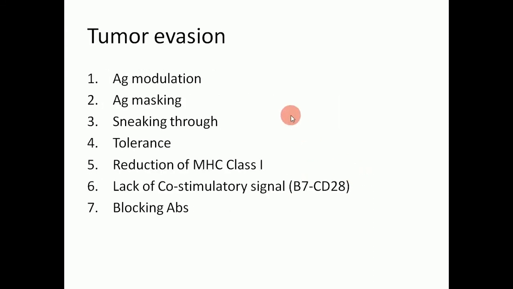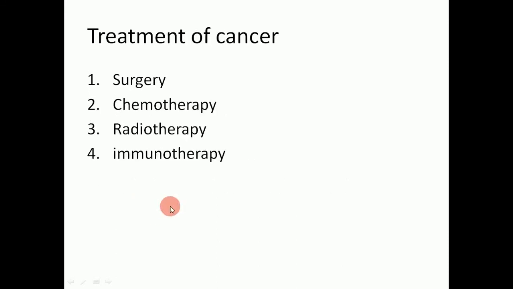The tumor also has great mechanisms to avoid attack by the immune cells. These include antigen modulation, antigen masking, sneaking through, tolerance, reduction of MHC class 1, lack of co-stimulatory signals B7 and CD28, and blocking antibodies. The tumor stimulates the immune system to produce antibodies, which are blocking antibodies, that means without any benefit, they block the immune response.